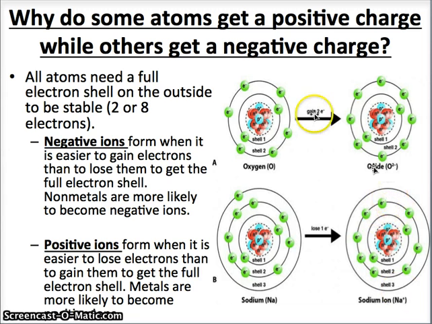So you can see, depending on how many valence electrons there are in an atom, it will either become positive or negative. And in general, metals are more likely to become positive and non-metals are more likely to become negative.